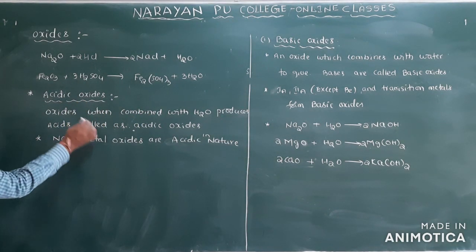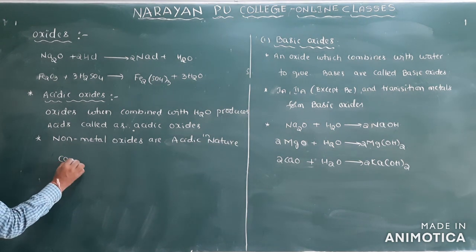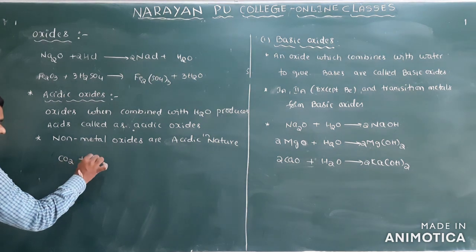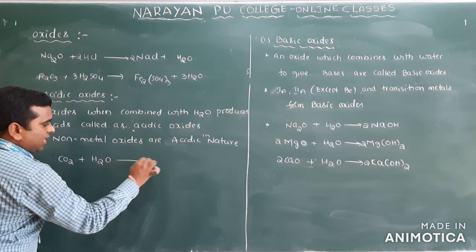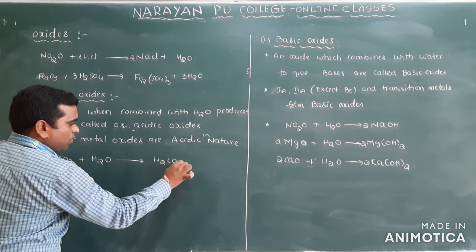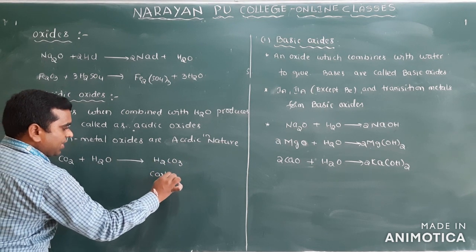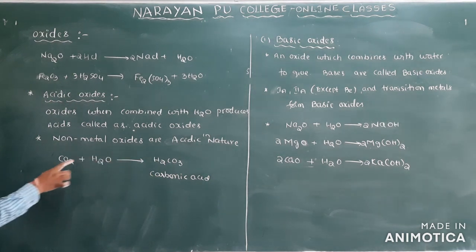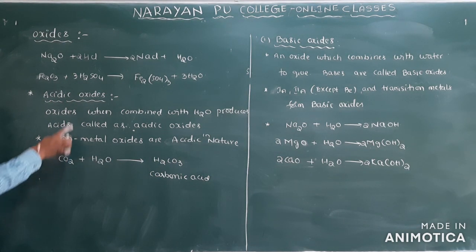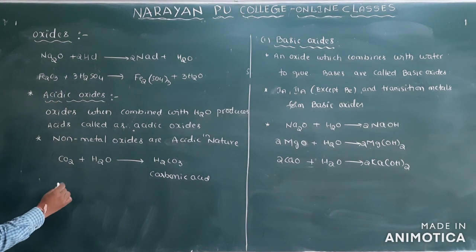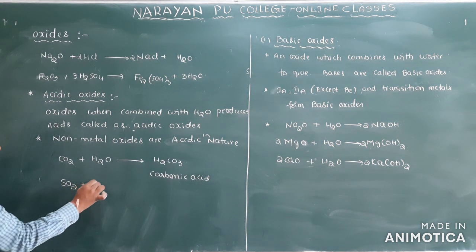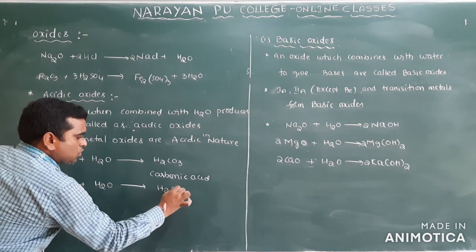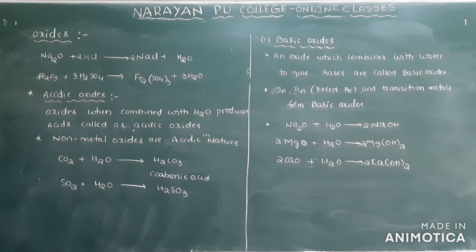Clear? Simple. Take any acidic oxide, a non-metal oxide, CO2, and treat it with water. What are you getting? You are getting H2CO3, carbonic acid. It is producing acid, so that's why we call this oxide an acidic oxide. In the same way, SO2 plus H2O, you will get H2SO3, sulfurous acid.